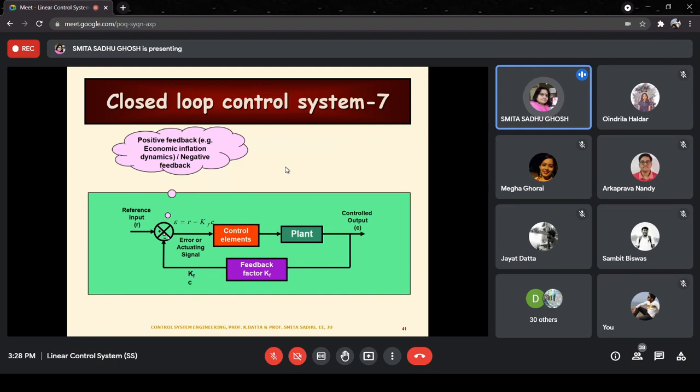All error-driven systems, or error-actuated systems as they are called, would essentially have negative feedback, because the difference between the input and the feedback signal is what is being defined as the error or actuating signal. On the other hand, there may be systems with positive feedback as well. Both physical systems as well as abstract systems may have positive feedback.